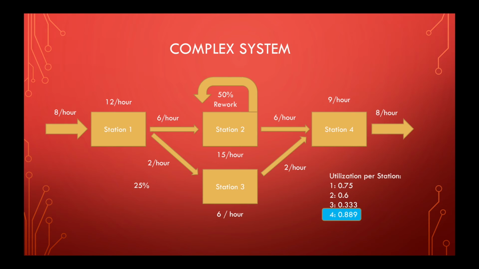As you can see, the bottleneck is at Station 4 with the highest utilization at a whopping 0.889. Therefore, the bottleneck rate, RB, is 8 units per hour. Now that we know the bottleneck rate and utilization, we can do simple division to determine the system capacity. And there you have it. Our system's capacity is approximately 9 units per hour.